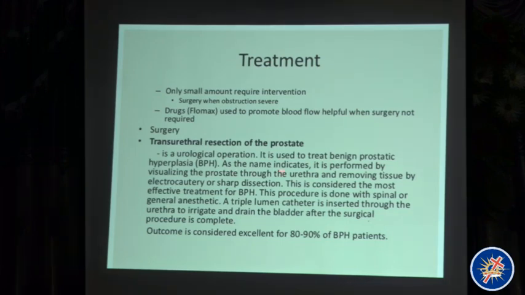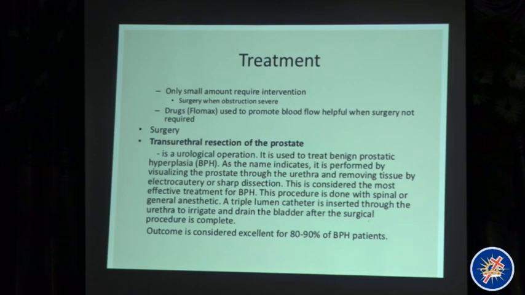You can read there, as the name indicates, it's performed by visualizing the prostate through the urethra and removing tissue by electrocautery or sharp dissection. This is considered the most effective treatment, and it can be done under spinal anesthesia or even general anesthesia. And the outcome is good because in 80 to 90% of the cases you find that the person improves.